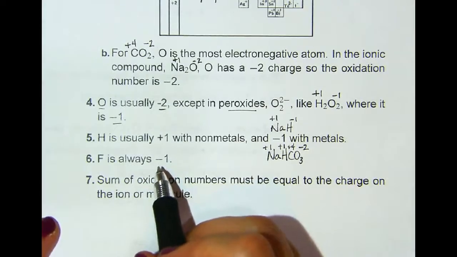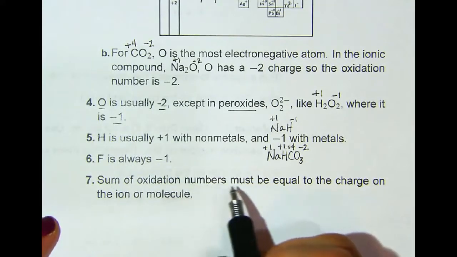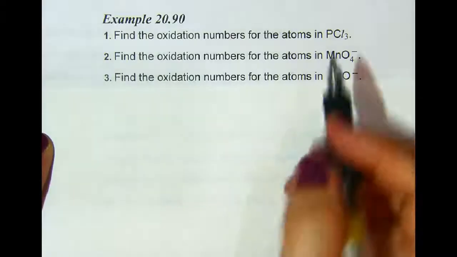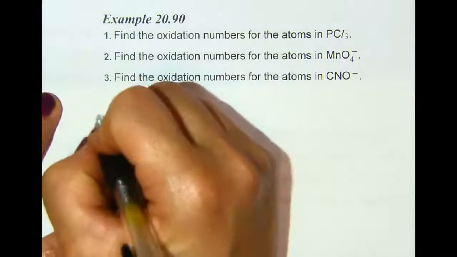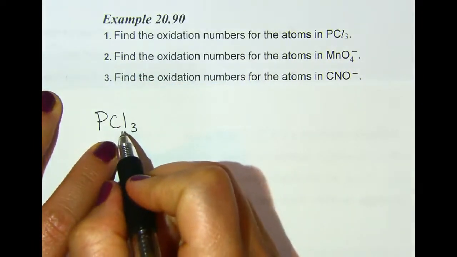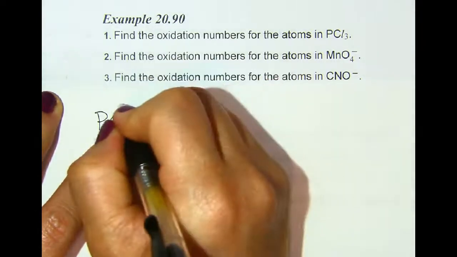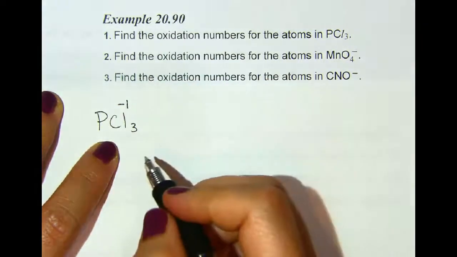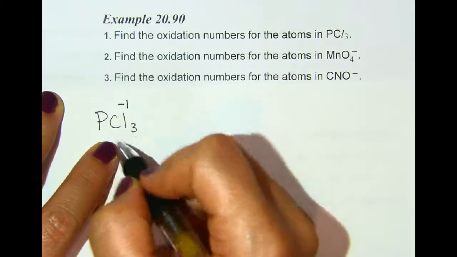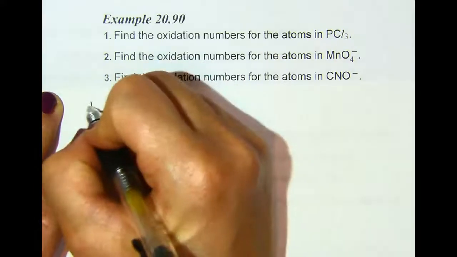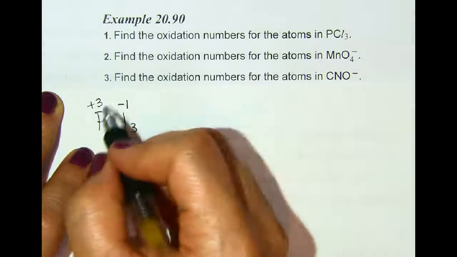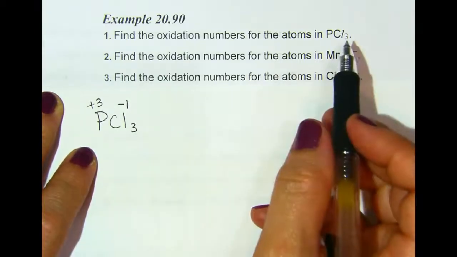There is no exception. And the sum of the oxidation numbers must be equal to the charge on the ion or the molecule. So find the oxidation numbers for each atom of these. So we'll start with PCl3. And because chlorine is more electronegative, we're going to go with its normal charge on the periodic table, which is a -1. Overall, this gives me -1 times 3 is a -3. So to balance that, the phosphorus must be a +3. Remember that everything should add up to equal 0 since this is a neutral molecule.